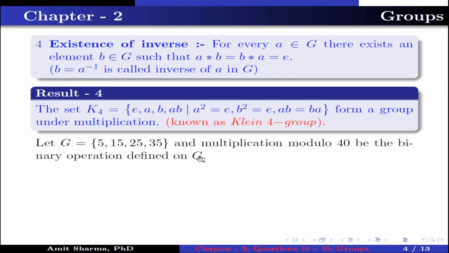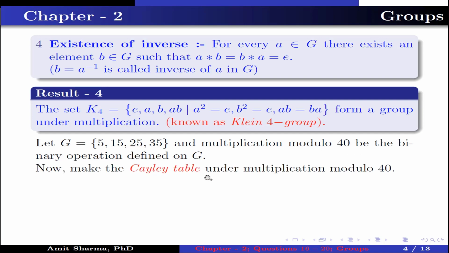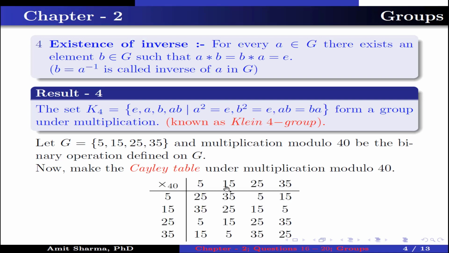Now make the Cayley table under multiplication modulo 40. This is the Cayley table for the group G. All the resultant elements belong to the set G. This implies G is closed under multiplication mod 40. We can also verify the associativity of the set G.